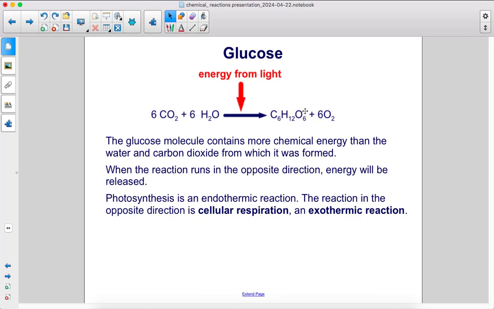The glucose molecule contains more chemical energy than the water and carbon dioxide from which it was formed. When the reaction runs in the opposite direction, energy will be released. Photosynthesis is an endothermic reaction. The reaction in the opposite direction is cellular respiration, an exothermic reaction.